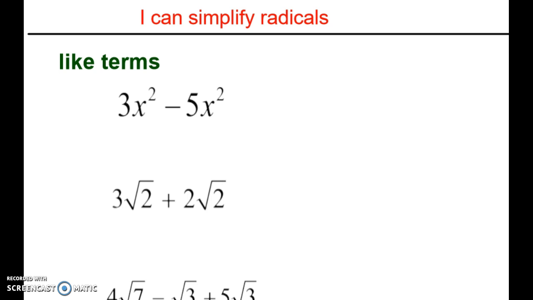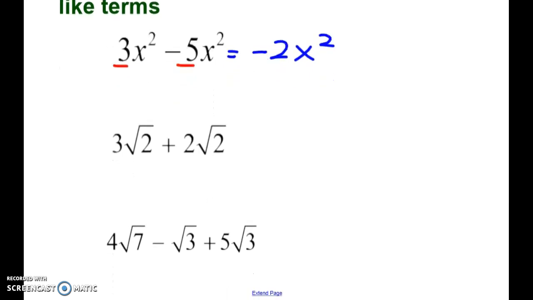And when we do this, we want to think of it like we think of like terms with the x squareds or x's. If I have 3x squared minus 5x squared, that gives me negative 2x squared. I took the two numbers out front, went ahead and dealt with those, leaving the x squared alone, and that's my answer. Well, the same is true if I have radicals. I have 3 square roots of 2 and 2 square roots of 2, so taking the two numbers out front and combining them gives me 5 square roots of 2.